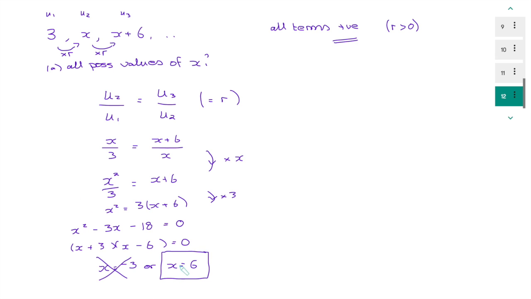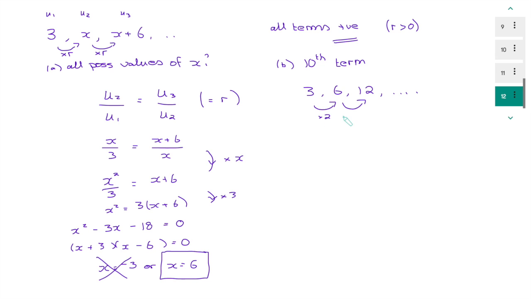So we know what x is. Part B is just to find the 10th term. So let's see what we've got. Let's look at what our sequence looks like. We've got 3, 6, and then x plus 6 here, which will be 12. So that's what they've given us. We can now see that what we're actually doing is doubling each time.